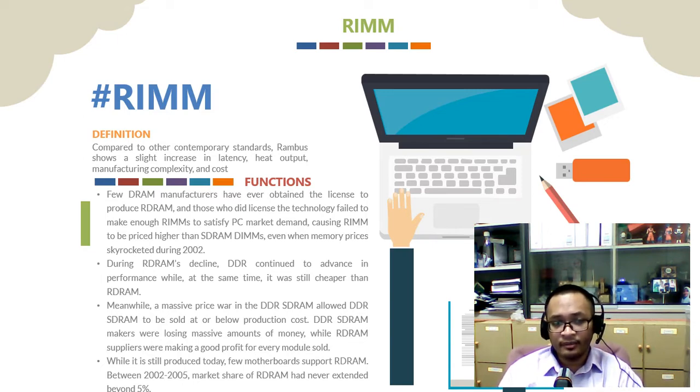So why is RIMM not popular compared to DIMM? Because of a massive price war during the introduction of RIMM. At that time, DIMM was sold at or below the production cost. That means the manufacturers of DIMM were making a lot of loss by selling their product at or below the market price. However, they managed to take RIMM out of the market.